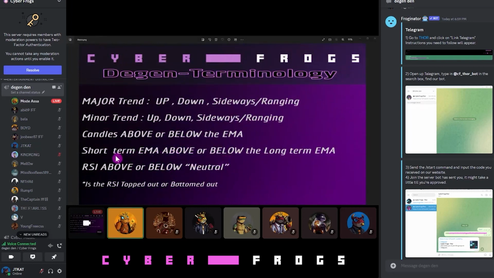So the thing you want to note when it comes to the EMAs is, is the price above or below the EMA? And then, is the short-term EMA above or below the long-term EMA? And then we've talked about the RSI many times, the FOMO meter. Is price above or below neutral? And then you have to take note, has it topped out? So again, what am I looking at, and how do I want to think about this?